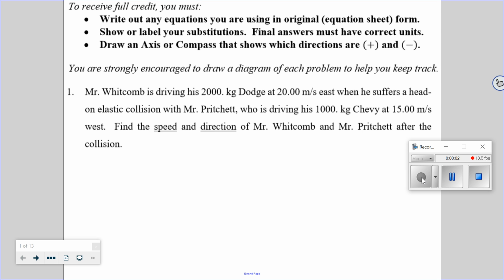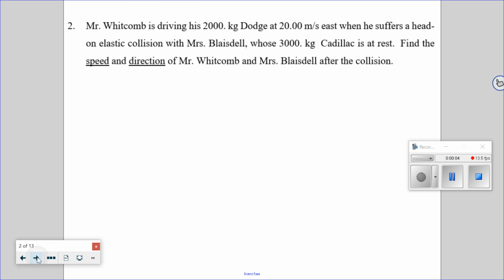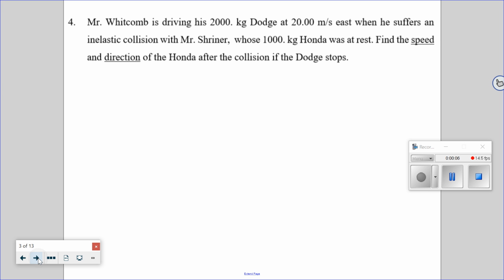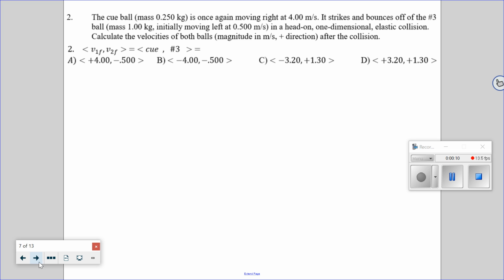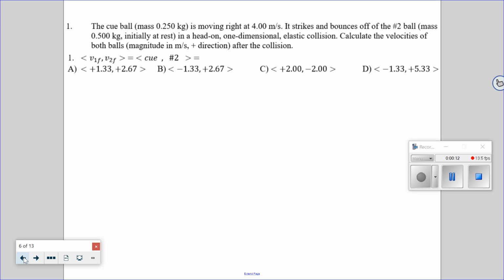Okay, we want an elastic example. We're going to show all our steps. So I'm going to go to the test review. I mean practice test. Oh, is that elastic? The cue ball. Okay, but that's so one of them's at rest at first. Oh, that's really easy.